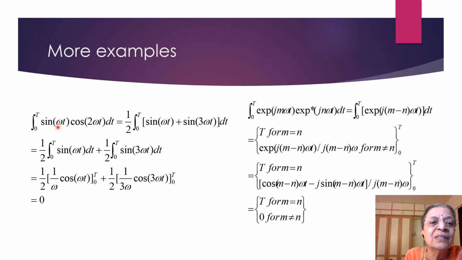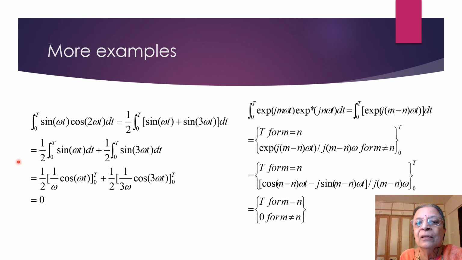Next we consider sine multiplied by cosine. So when we have sine omega t into cos 2 omega t, using trigonometric identities, we can write it as half of sine omega t plus sine 3 omega t. That is this angle minus this angle and this angle plus this angle. And again when we integrate the cosine function over one complete cycle, it will give you 0.